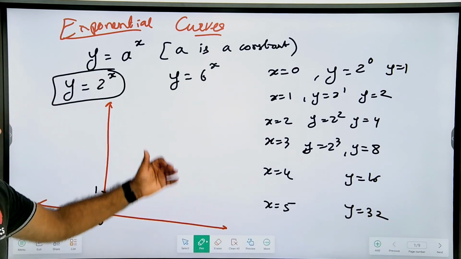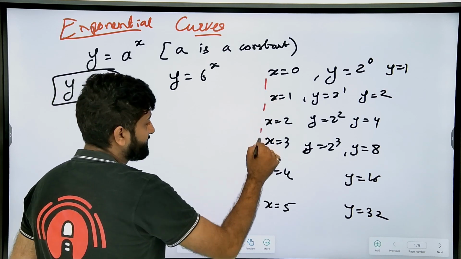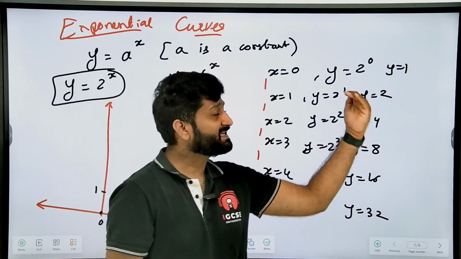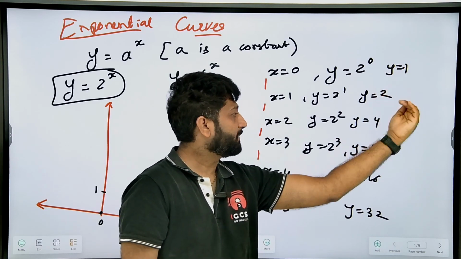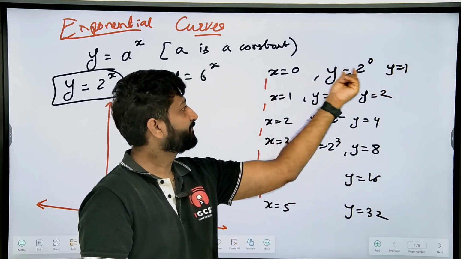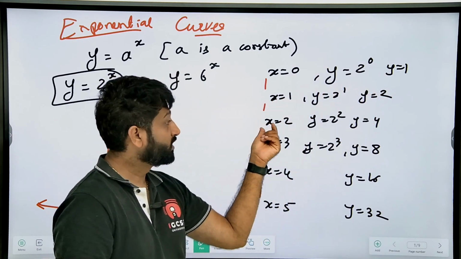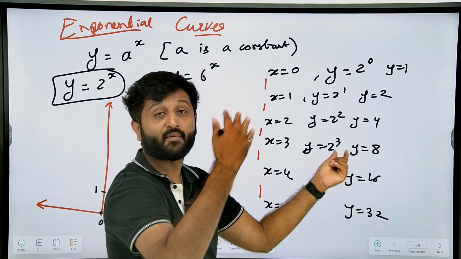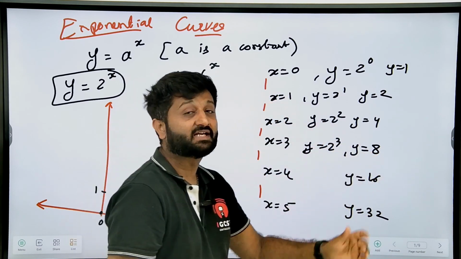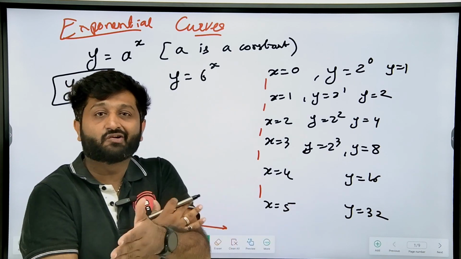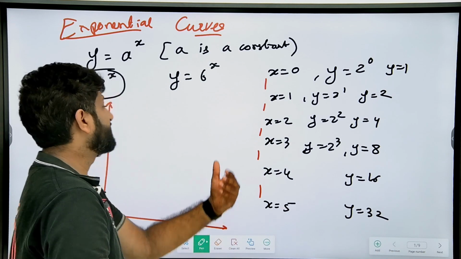Now, if you identify the pattern, with the increase in x, the value of y is increasing significantly. Every time it is getting multiplied by 2. When x was 0, y was 1. For 1, it was 2. For 2, it was 4. For 3, it is now 8. For 4, it is 16. For 5, it is 32. So for each increase in x, the y is increasing significantly.